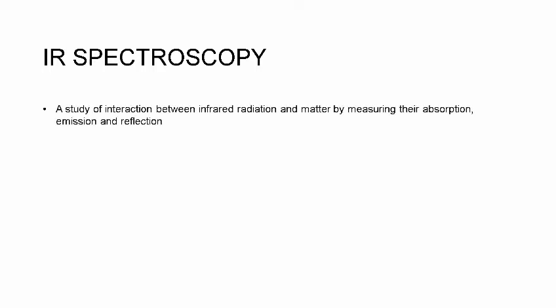IR spectroscopy is a study of interaction between infrared radiation and matter by measuring their absorption, emission and also reflection. It can be used to determine the functional groups present in molecules. There are two conditions for absorption to occur.